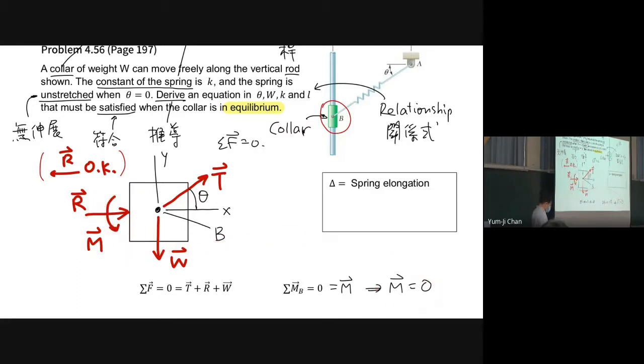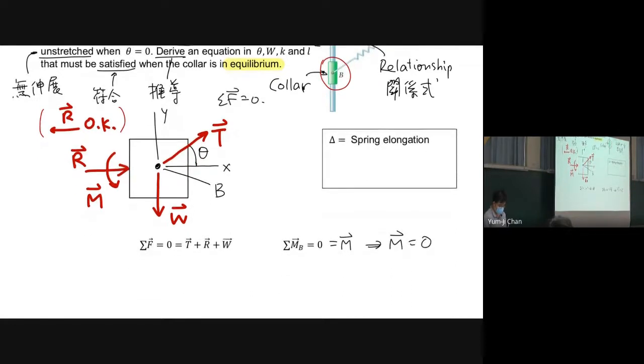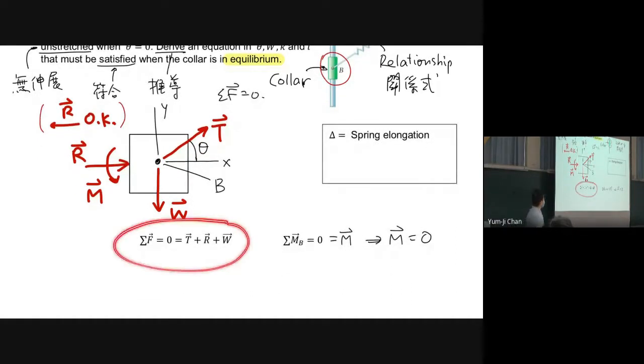But in the free body diagram, you need to mark this. Okay? You need to mark this. And then we have the spring. The spring will have a force T in this direction, in the direction of beta, because this angle is beta. Now, by equilibrium, we know F is equal to T plus R plus W.